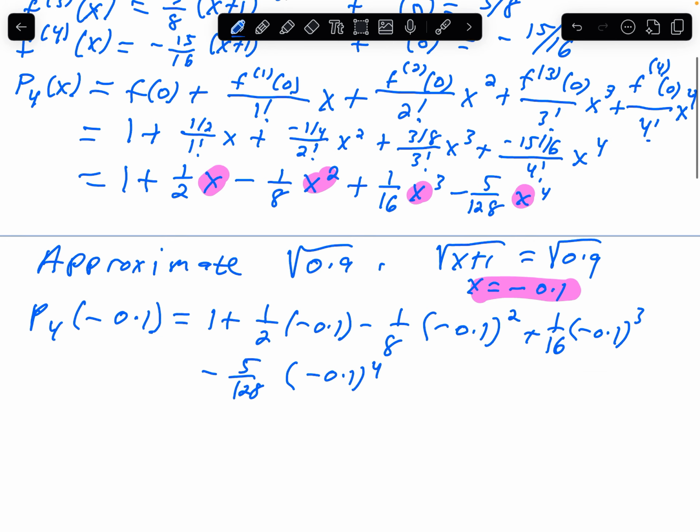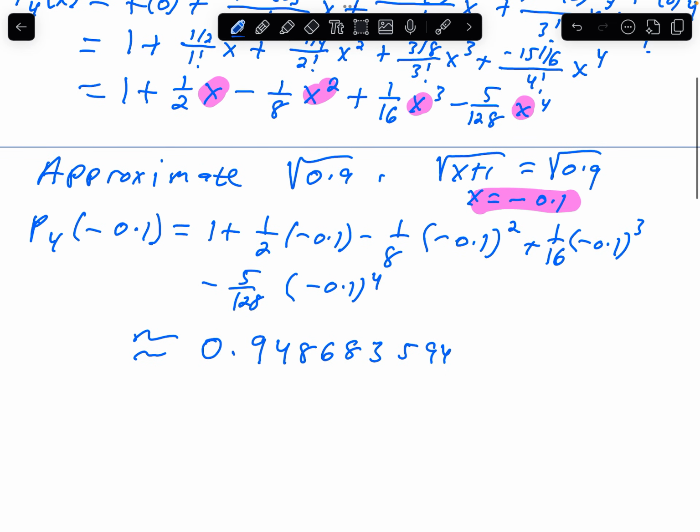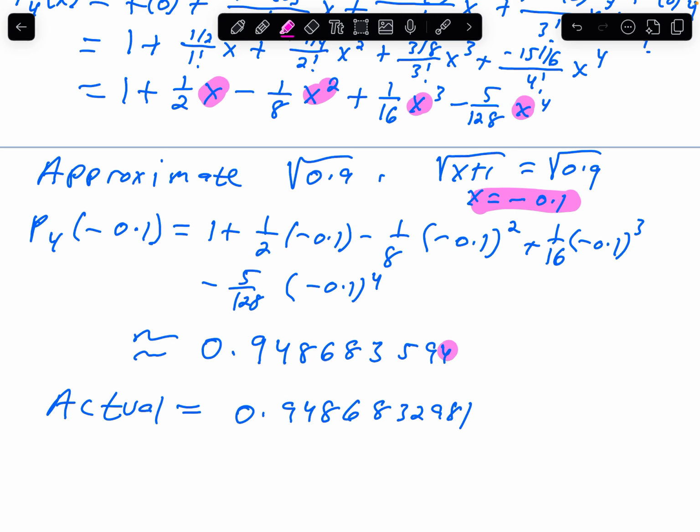So if you were to put that entire thing into a calculator, the approximate value you should get is about 0.9486833594. And the actual value, if you put the square root of 0.9 into a calculator, gives us a value of 0.9486832981. So this one only differs here at the end between this 4 and this 81 here at the end. So let me know if you have any questions or concerns. Thank you.